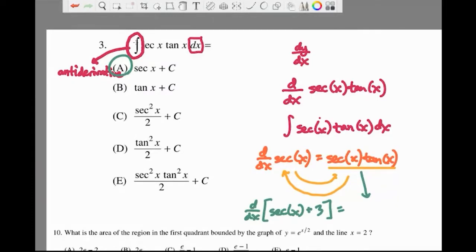One thing you could do, and I highly advise doing this if you are one of those people that likes looking at the answers, you could have done the derivative of every single one of these and then seen which one of them is actually secant x tan x. You can do that worst case scenario. Obviously, it would take a little bit longer if you did that. So if you make an educated guess and go, oh, secant x tan x, I bet that's secant x, and then you do that derivative.